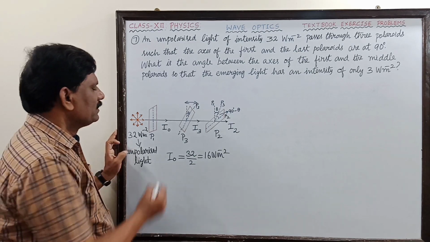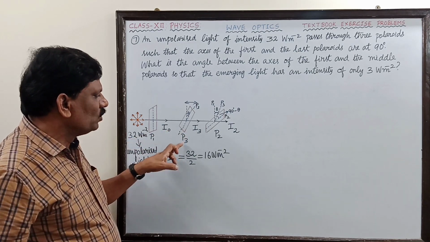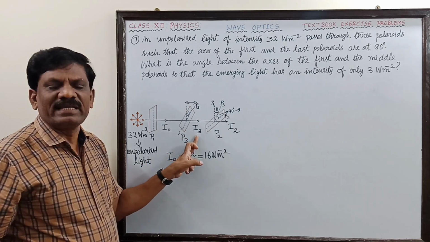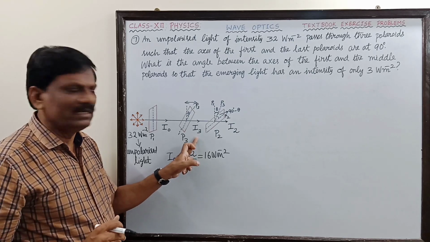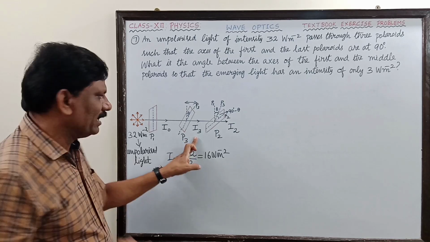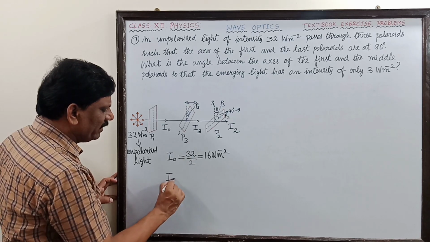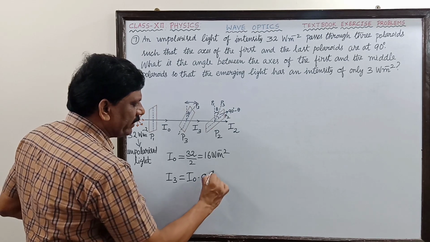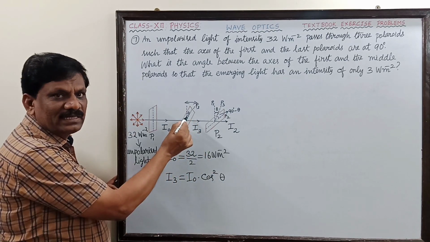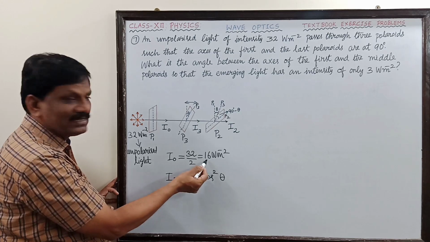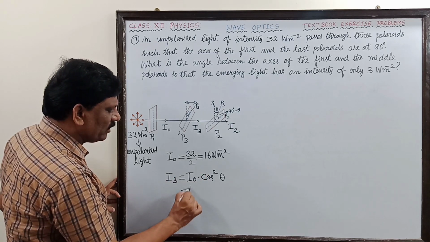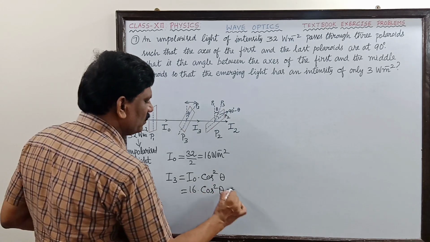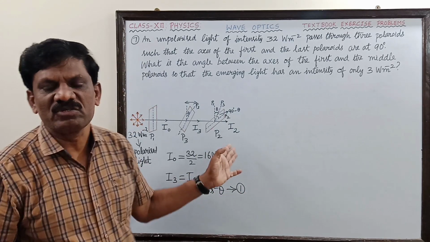Okay. So this intensity is now passing through the third Polaroid. The middle Polaroid is the third Polaroid. And the intensity coming out is taken as I3. From Malus law, this I3 must be equal to I0 into cos square theta. Now instead of I0, we substitute 16. So I3 is now equal to 16 into cos square of theta. So this is our first equation. Have you understood up to this?